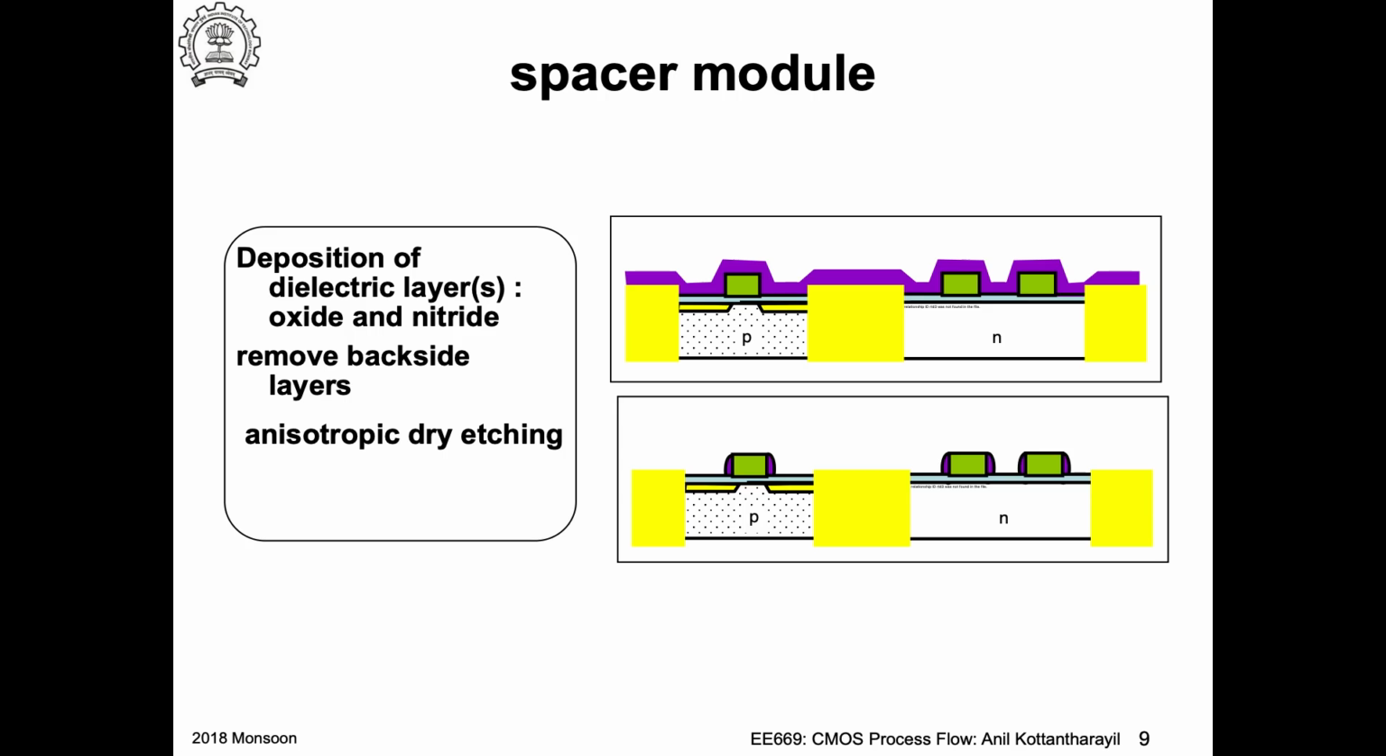Now we have seen how the spacer is etched in a previous module, right? You are going to use an anisotropic dry etching to create the spacer. So you can see the gates, right? Polysilicon, and on both sides of the gate you have the spacers, right?